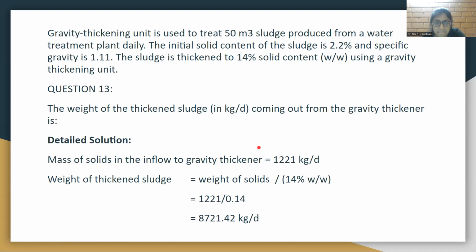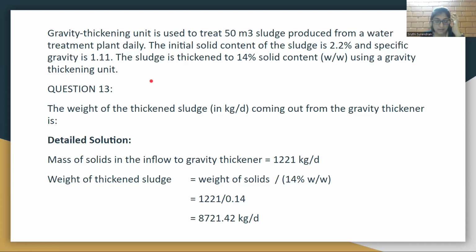And one more thing, the specific gravity of solid is given as 1.11. So have you used it is equal to density of solid by density of water, that is equal to 1.11? Weight of the solid by volume, weight by volume is equal to 1.11. Yes, weight of solid by volume of solid.